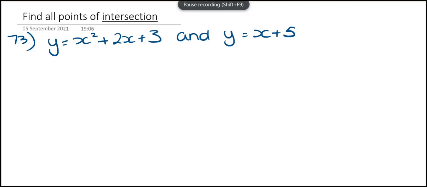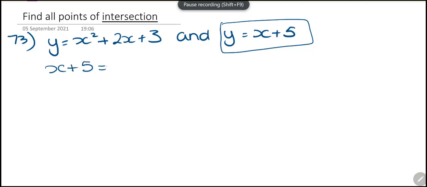using substitution. So we need to substitute our value for y, x plus 5, into our equation. So x plus 5 is equal to x squared plus 2x plus 3. And now we're just going to bring all the terms onto one side, so they'll be equal to 0. So then we can simplify and factor.